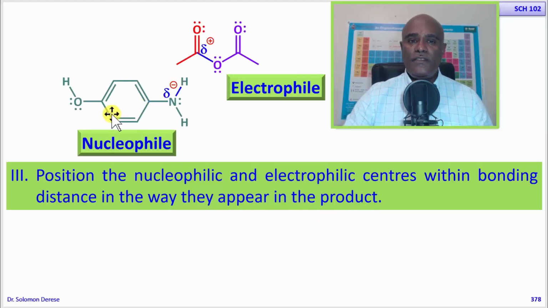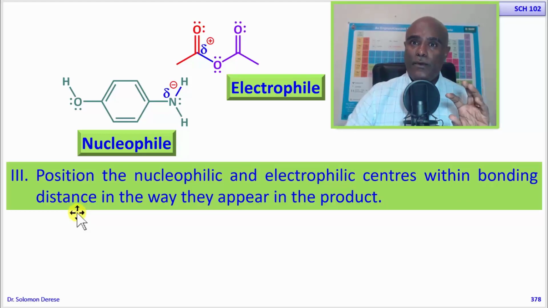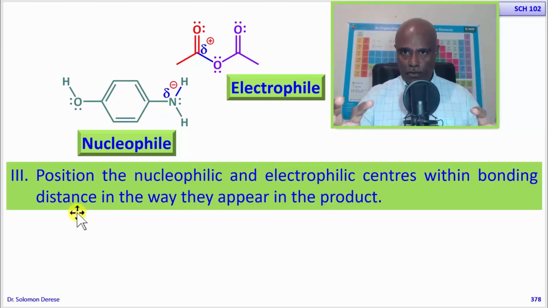We now know this is the nucleophile and this is the electrophile. And then there's going to be a bond between this nitrogen and this carbon. The third step is about positioning the nucleophilic and electrophilic centers within bonding distance, just the way they appear in the product. So you look at the product. In the product, we have a bond that is formed between this nitrogen and that carbon. You open up that bond so that you can easily position the nucleophile and the electrophile in a bonding distance.